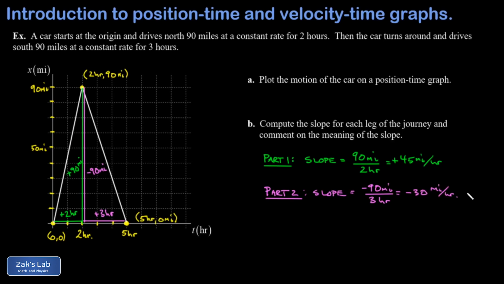And again, when we think about a car moving 90 miles in 3 hours, of course we think that's an average speed of 30 miles per hour. And then the minus sign there gives you the direction. So this is a velocity.